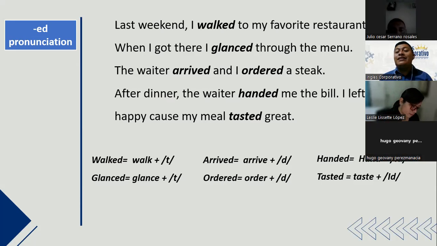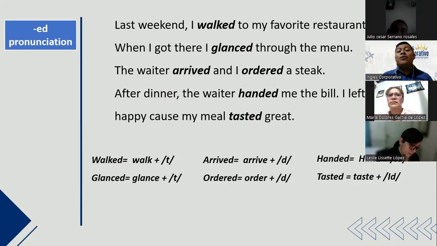The waiter arrived and I ordered a steak. El mesero llegó y yo ordené un steak, un pedazo de carne. Muy bien, excelente. Ok, steak, un bistec, un filete, ¿verdad? De carne. After dinner, the waiter handed me the bill. Después de cenar, el mesero me entregó la cuenta. I left happy. Me fui feliz. Cause my meal tasted great. Porque mi comida estuvo muy bien. Okay. Muy bien. Sabía delicioso. Estaba delicioso. That is the meaning of this paragraph.